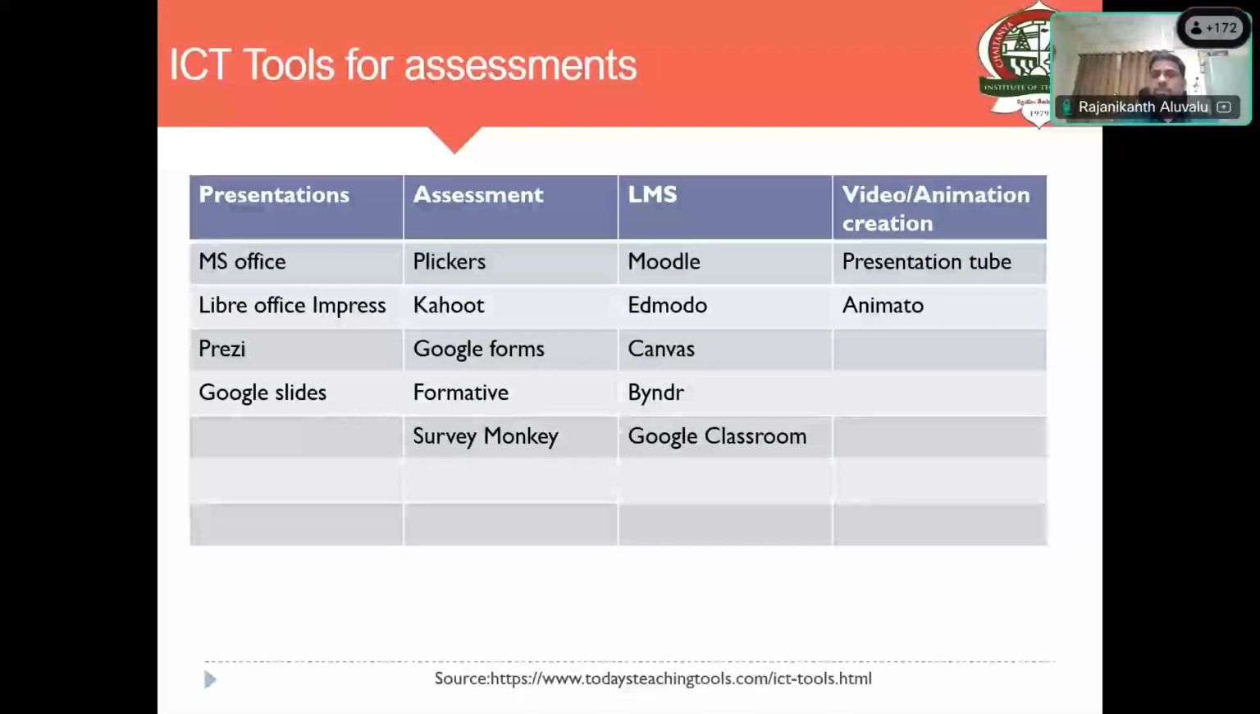Clickers is one, Kahoot is one, Google Forms, Survey Monkey. There are various tools in place, right?